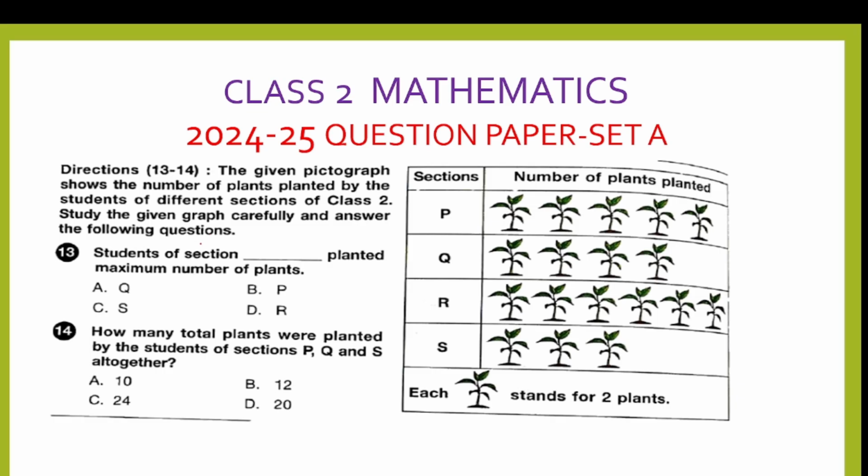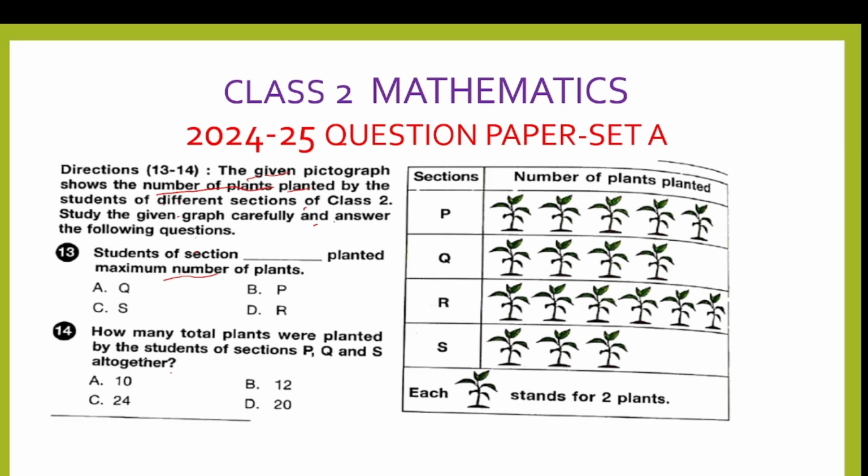So we have been given two questions at a time. We have been given this pictograph, and by using this pictogram we have to solve the two questions. Let's see what we have been given. The given pictograph shows the number of plants planted by the students of different sections of the class. So study the given graph carefully and answer the following questions. Question number 13 is: students of the section dash dash planted the maximum number of plants.